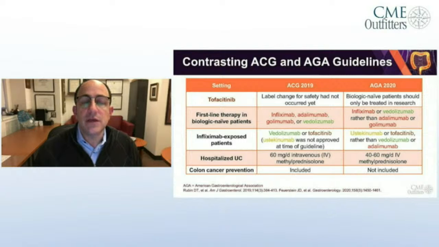The second change was that in the ACG guideline, we emphasized that the 3 anti-TNF agents were available as first-line therapies in naive patients, or vedolizumab. And in the AGA guideline, they said that infliximab or vedolizumab would be used rather than the injectable anti-TNFs, adalimumab or golimumab. The other one is just related to infliximab-exposed patients. The ACG guideline mentioned vedo or TOFA, and USTA wasn't available at the time of that guideline, but got approved subsequently. So in the AGA guideline, they say that USTA or TOFA rather than vedo or adalimumab were preferred after infliximab exposure. And we'll get into some of these details as a group tonight to try and clarify how we can make sense of all this.